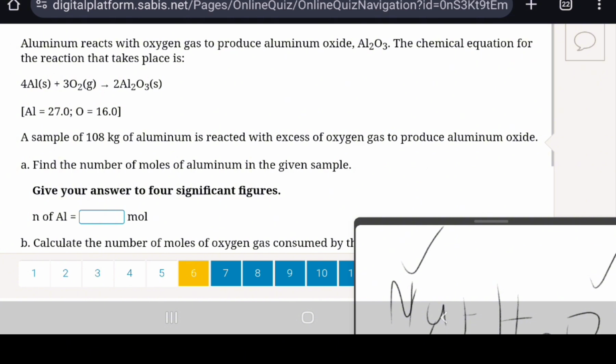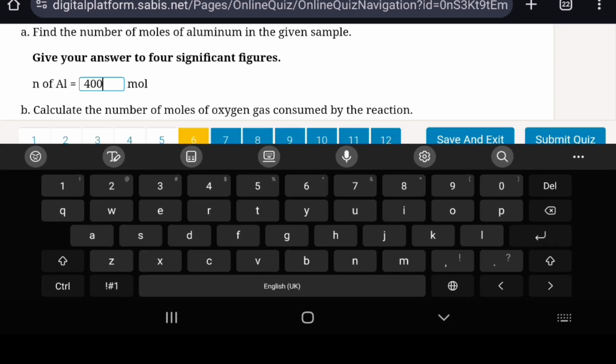For this question, we need to first of all convert 108 kilograms to grams, which is 108,000. And now, so we can find the moles, we do 108,000 divided by 27, which is 4,000. And don't forget to put a full stop because they're asking for 4 significant figures.